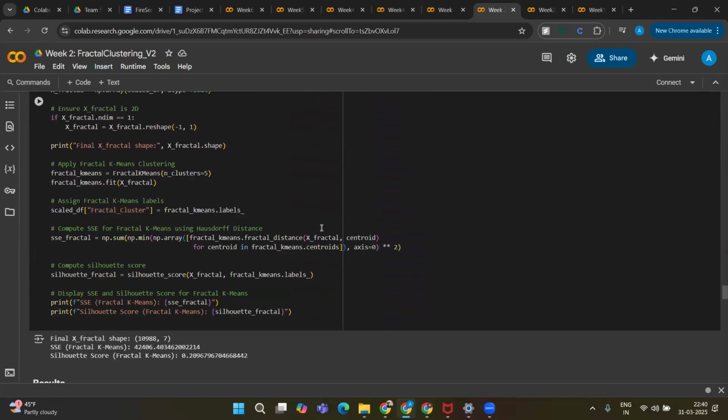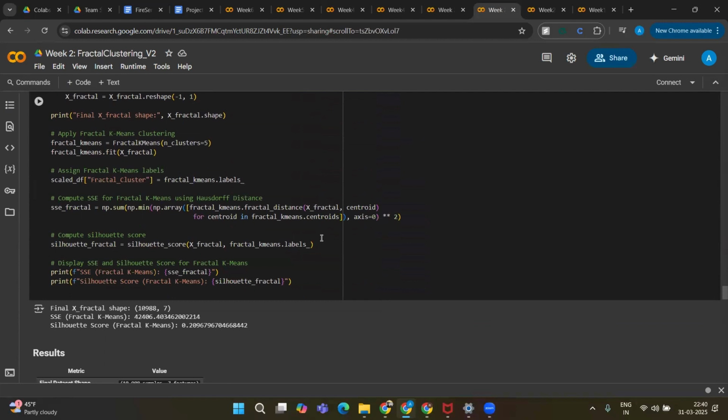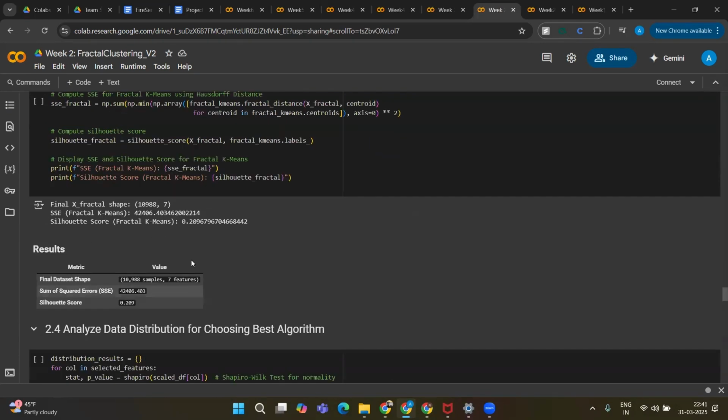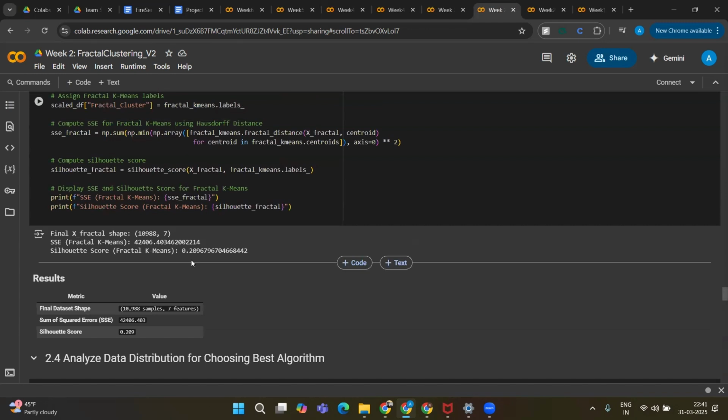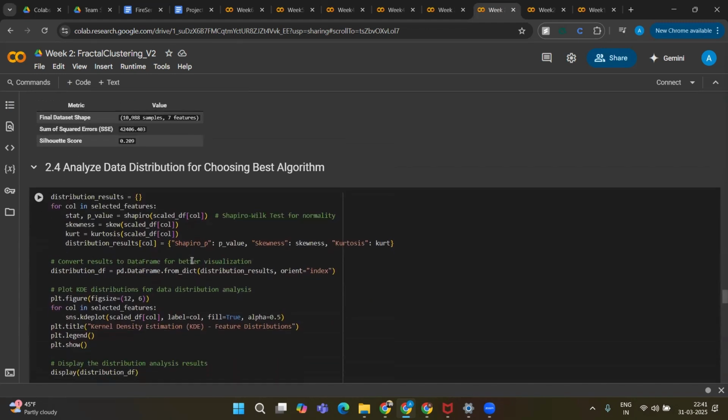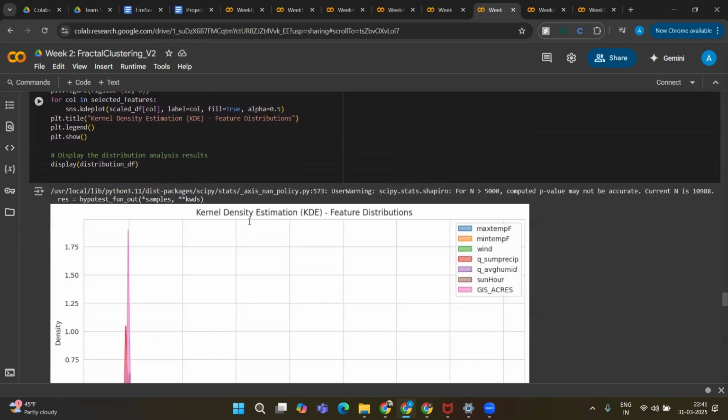So all of this is the code for using Hausdorff. And then we got the final fractal shape, which is nothing but 10,988, 4. So this is for using the other distance instead of Euclidean. And then the second part of the extra credit work was to analyze data distribution for choosing the best algorithm. So this is what we did.